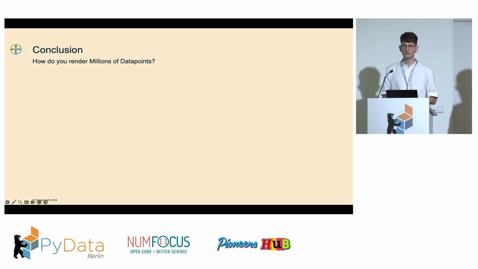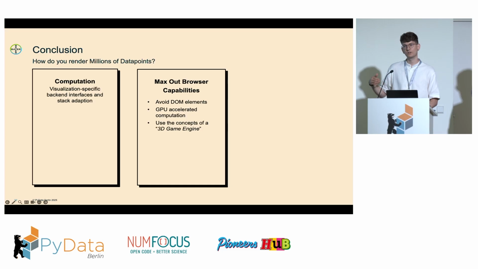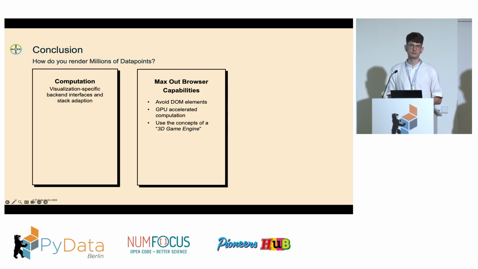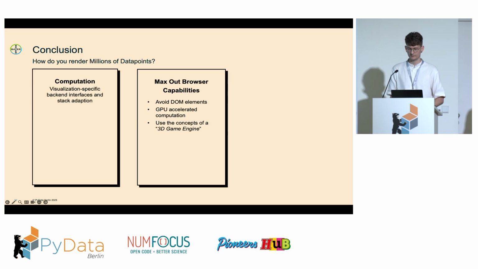And to sum everything up, how do you actually render millions of data points? Computation, Matthias has told you, visualization-specific backend interfaces and adapting the stack for the specific use case, but also maxing out the browser capabilities as far as possible, using as little DOM elements as possible, using GPU-accelerated technologies, basically the concepts of a game engine in the browser.